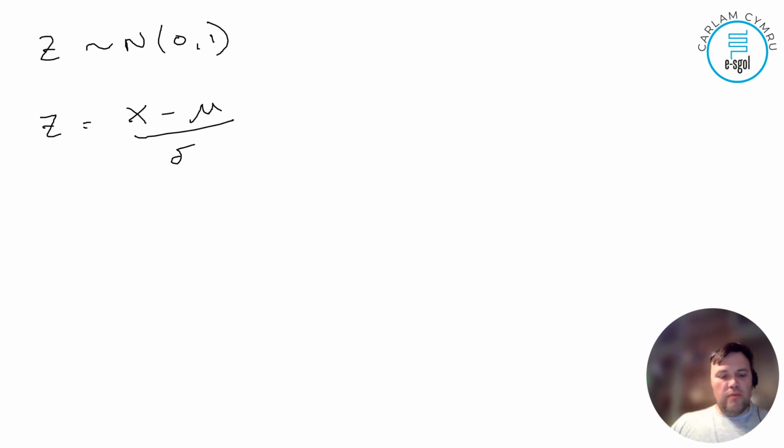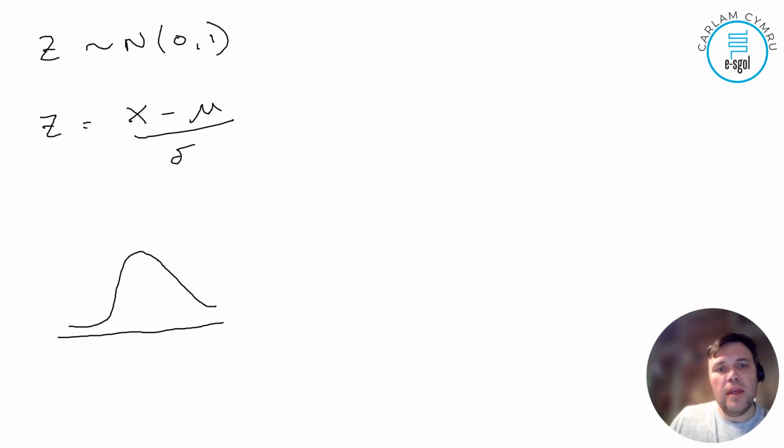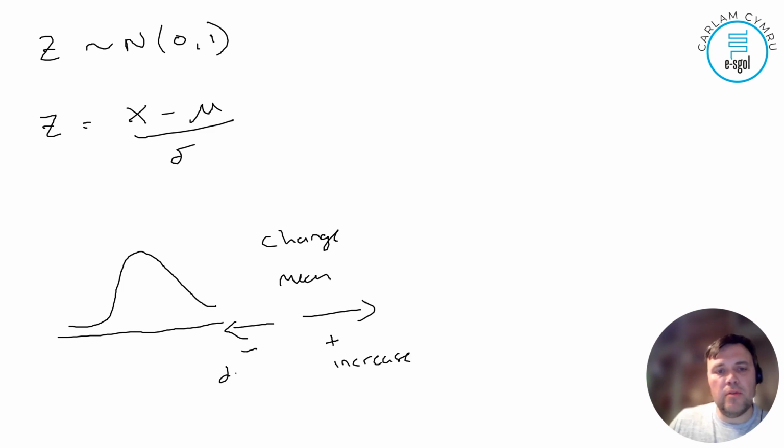I think then we've gone through the main characteristics of a normal, other than to say there was one more thing. So you have your bell-shaped curve like so. If you change the mean, what happens is the curve will move in either direction. So if you increase the mean, you'll move it in this direction. If you decrease the mean, you'll move it in that direction, which makes sense.